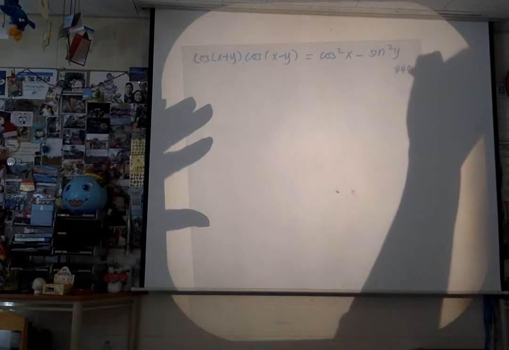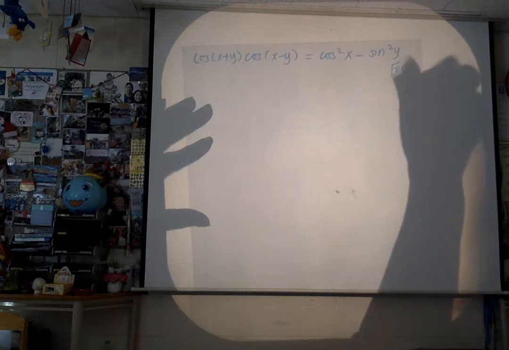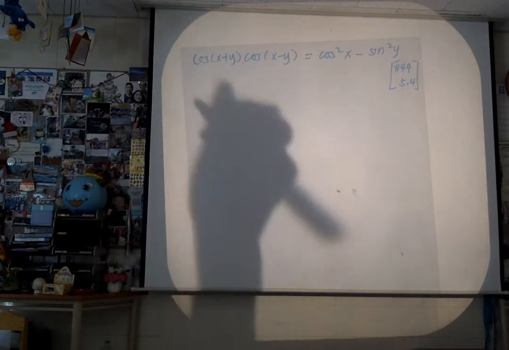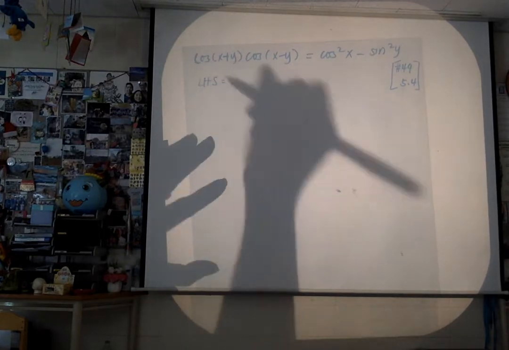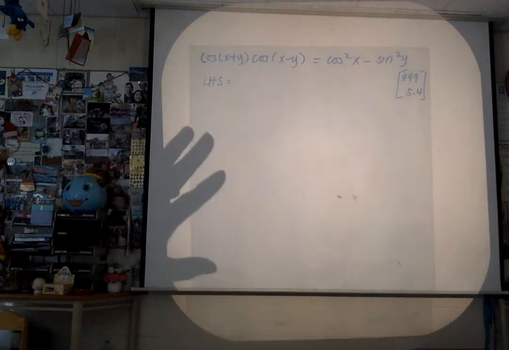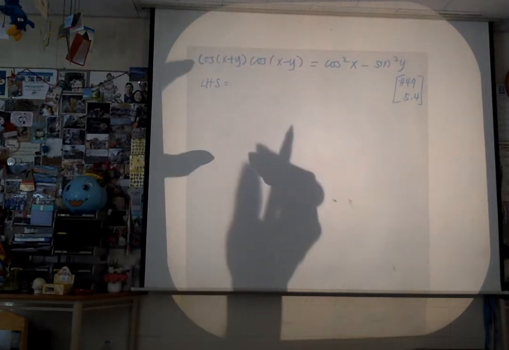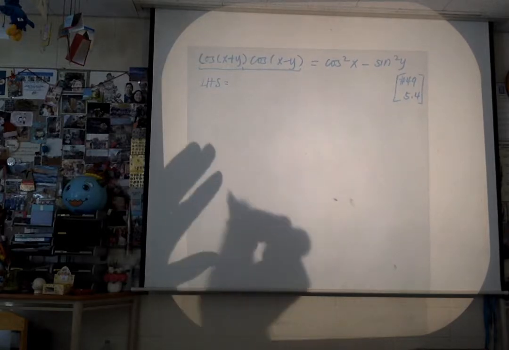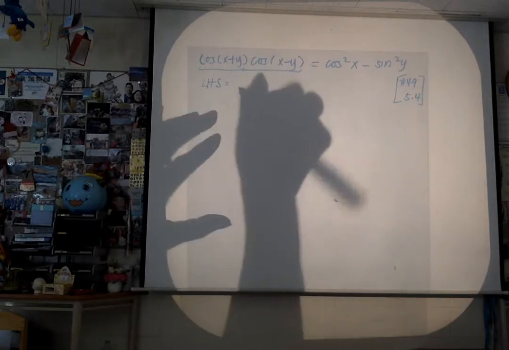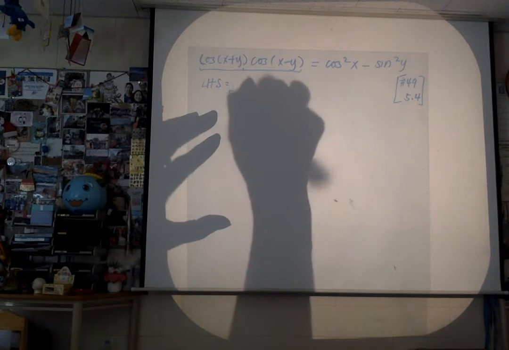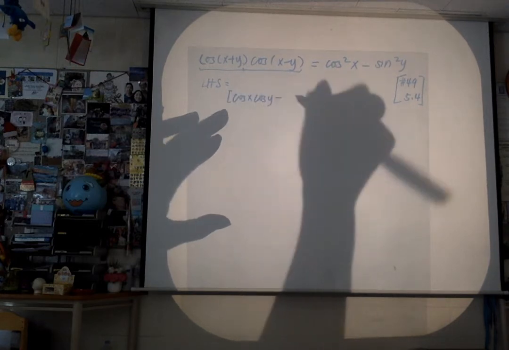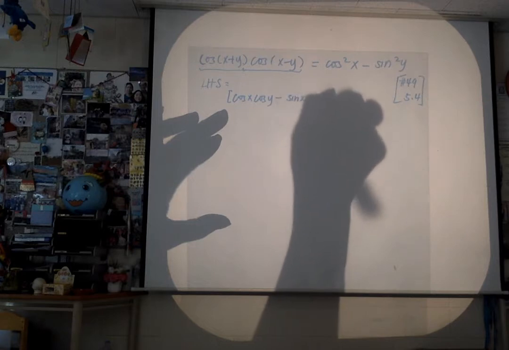Number 49, section 5.4. We're going to start with the left-hand side, the more complicated side. Now we're going to apply the sum and difference formulas of cosine. So I'm going to rewrite the left-hand side. That's going to become cosine of x, cosine of y, minus sine of x, sine of y.